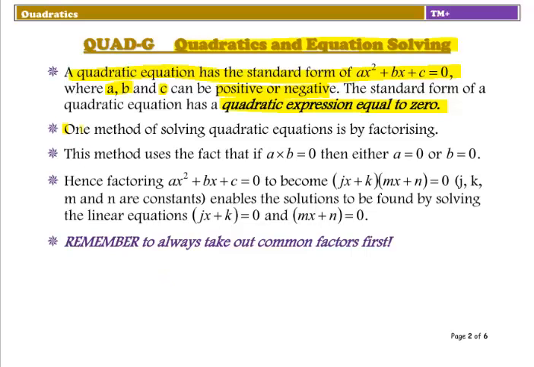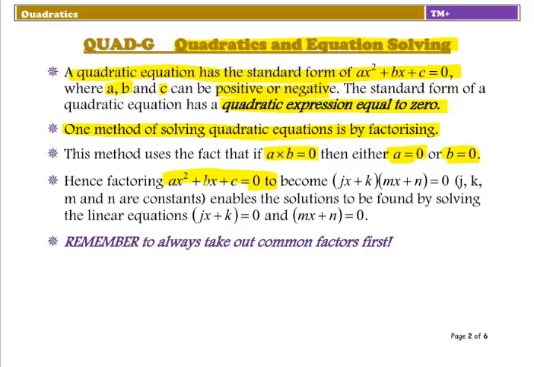Now, one method of solving quadratic equations is by factorising. And what I mean by solving is if we have ax squared plus bx plus c equals 0, we want to know what values of x make ax squared plus bx plus c equals 0. Now, this method uses the fact that if I have a times b equals 0, then either a has to be 0 or b is 0, because 0 times b is 0 and a times 0 is 0.